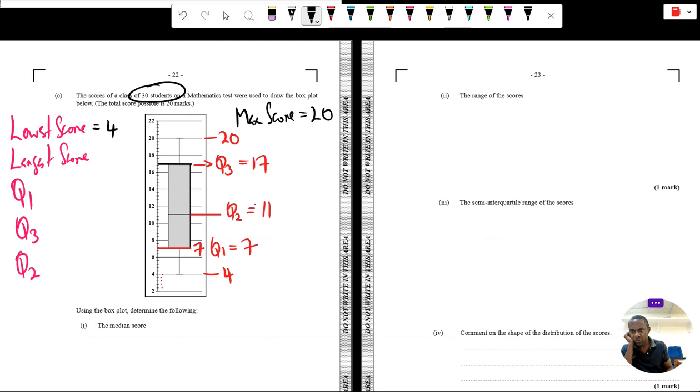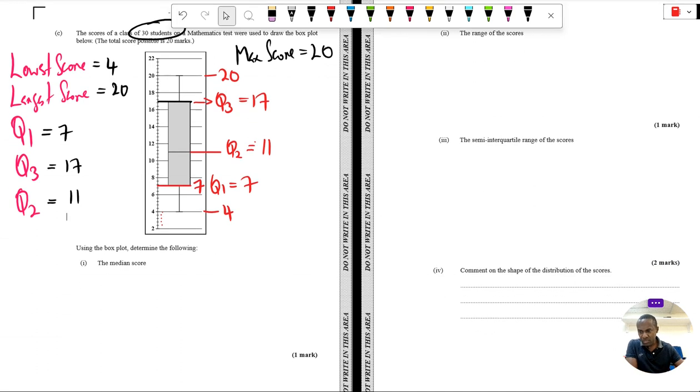The lowest score is 4. The largest score is 20. The lower quartile, Q1, is equal to 7. The upper quartile, Q3, is equal to 17. And the median, or the 50th percentile, Q2, is actually equal to 11, right?